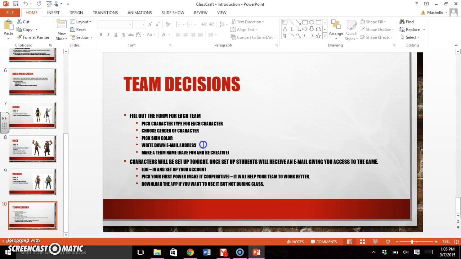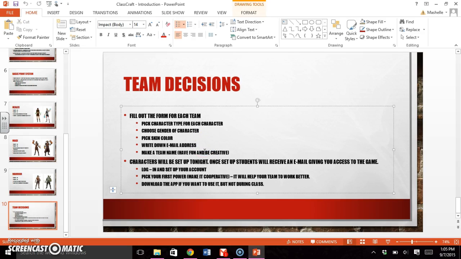You're going to write down your email address on the form, and then you're also going to come up with a team name. On there, you're also going to pick your first power, so you're going to look back at your powers that are on the form I'm going to hand to you, and you're going to decide which powers you want.